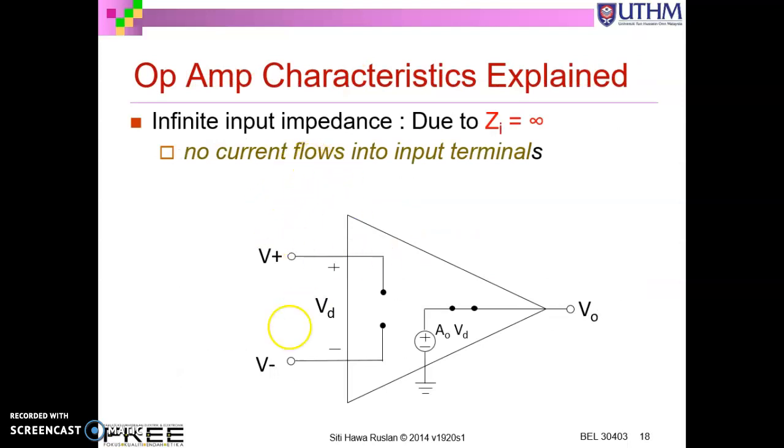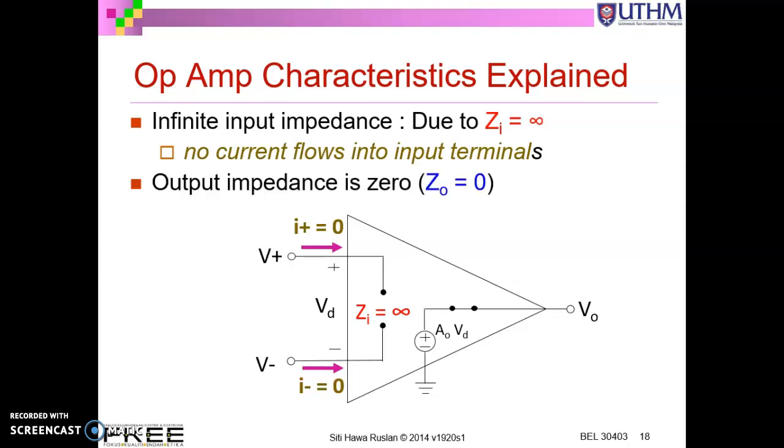Now, if you look at this model of op-amp, due to the input impedance being infinity, we can say this is an open circuit due to the high input impedance. Since the input impedance is very high, we say that there is no current entering the op-amp. I plus is 0 at the non-inverting terminal, and similarly at the inverting terminal, I minus is also 0. And for the output impedance, we know that the ideal value is 0.